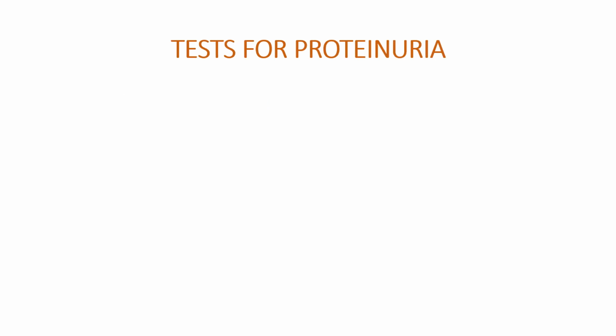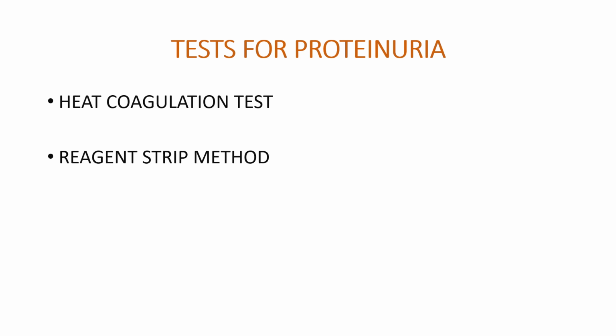So now there are a lot of tests that you can do for proteinuria. One of the most common tests that we do is called the heat coagulation test. But apart from that, you also have the reagent strip method, even though it is not very important to remember the reagent strip method for this proteinuria. And then also there is one more method called the sulfosalicylic acid test.